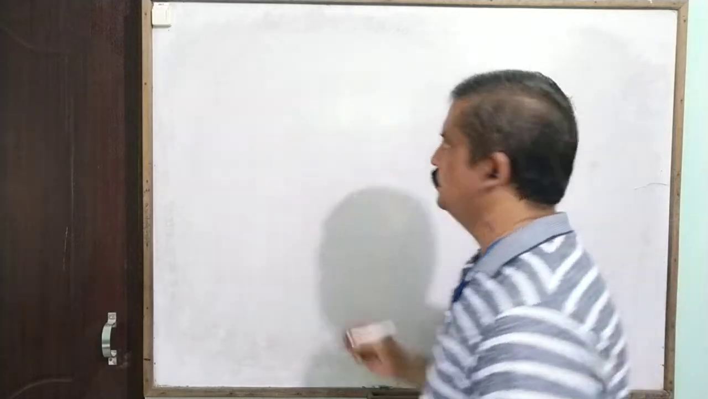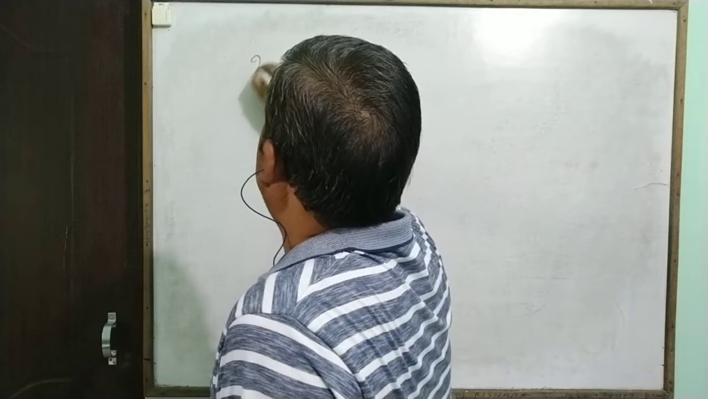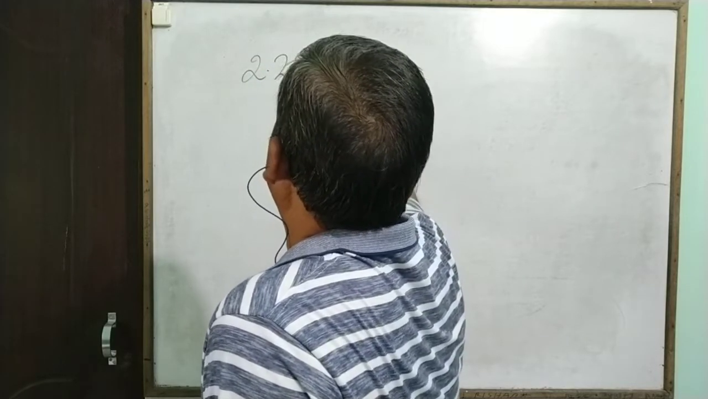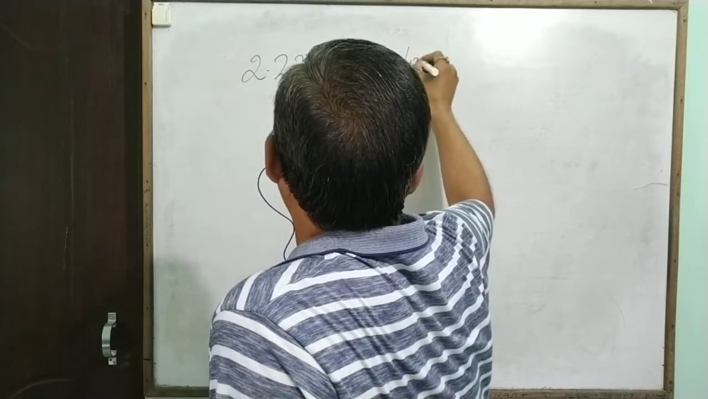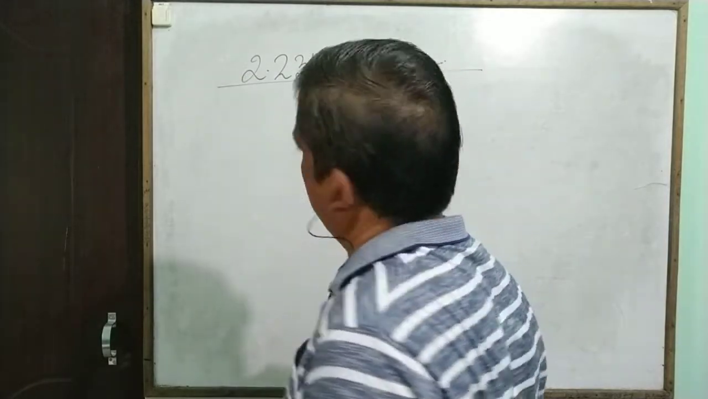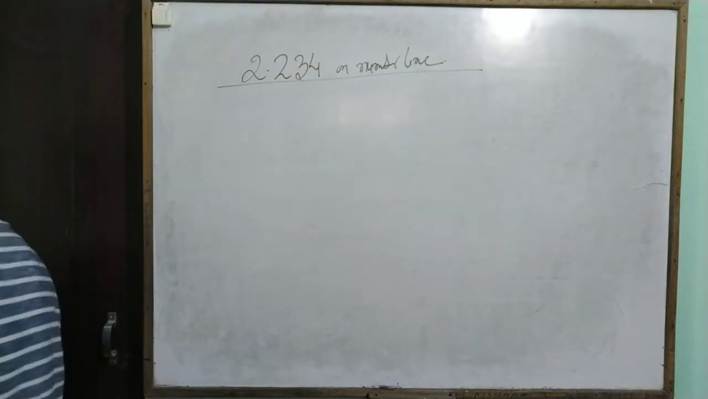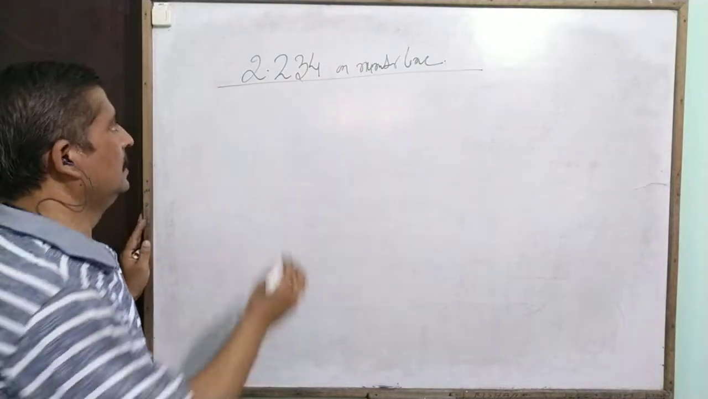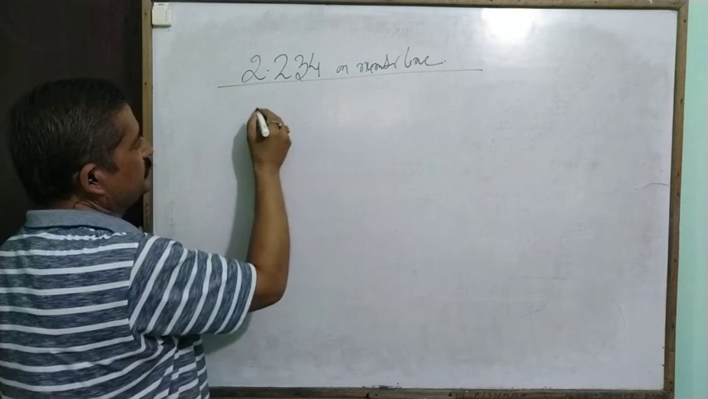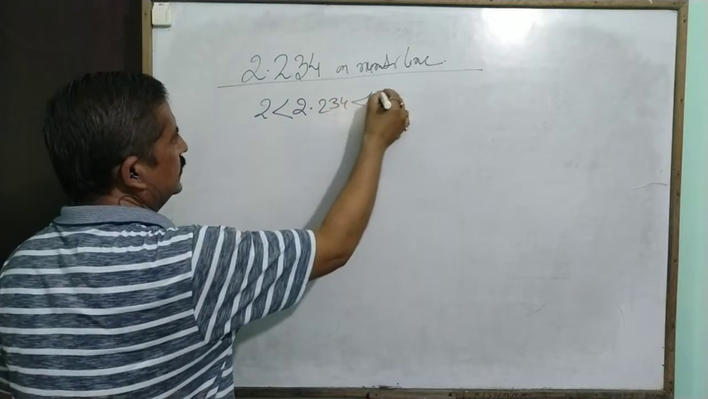The next topic, which was left behind, is how to visualize 2.234 on a number line. Such types of questions are given in our books. So 2.234 lies between 2 and 3, greater than 2 and less than 3.